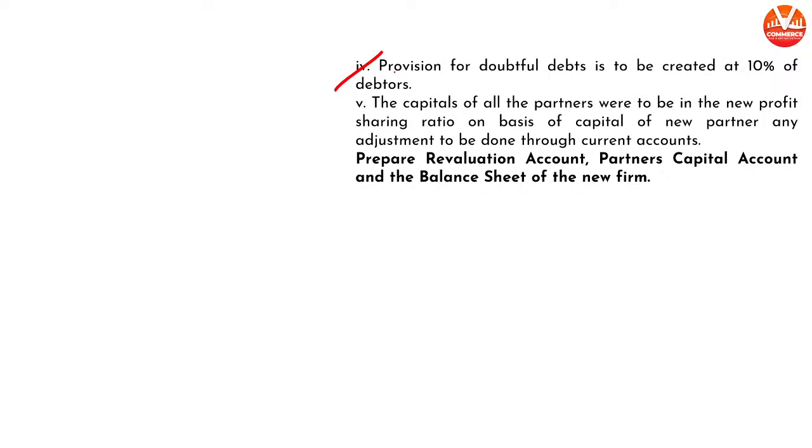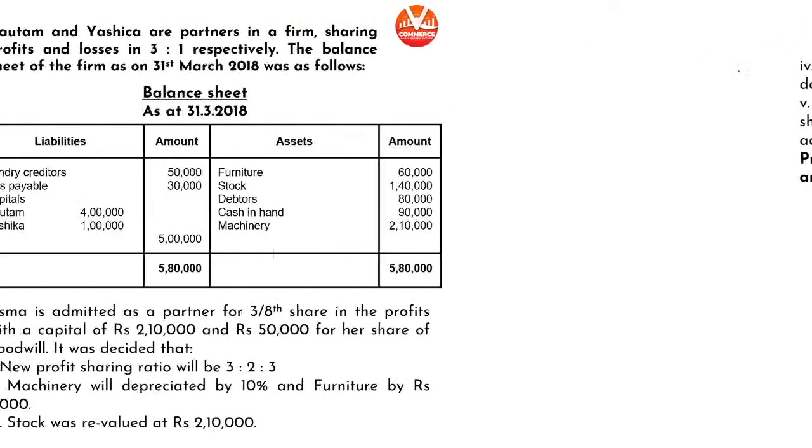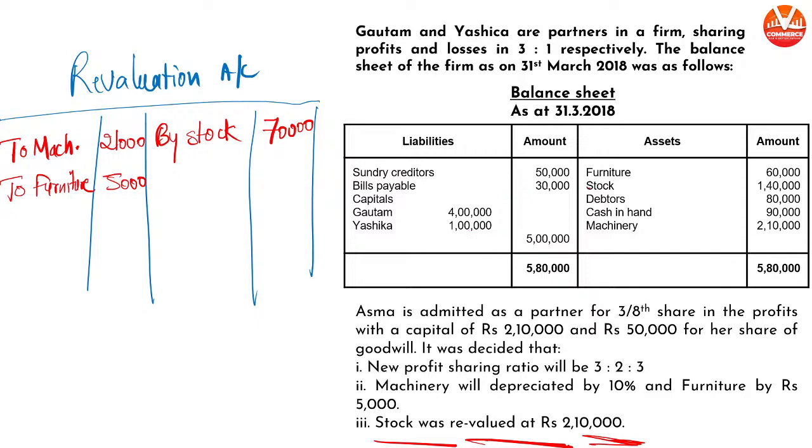The next point says that provision for doubtful debt is to be created at 10%. So we will create provision at 10% of debtors. So 10% will be 8,000, and provision is a liability. Increase in liability is a loss. So when you create provision, it will be a loss. So it will be recorded on the debit side: to provision for doubtful debt, it will be 8,000.